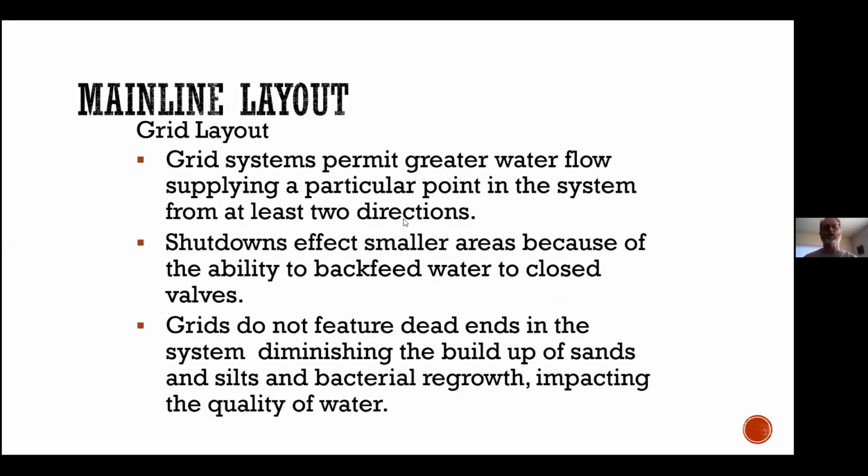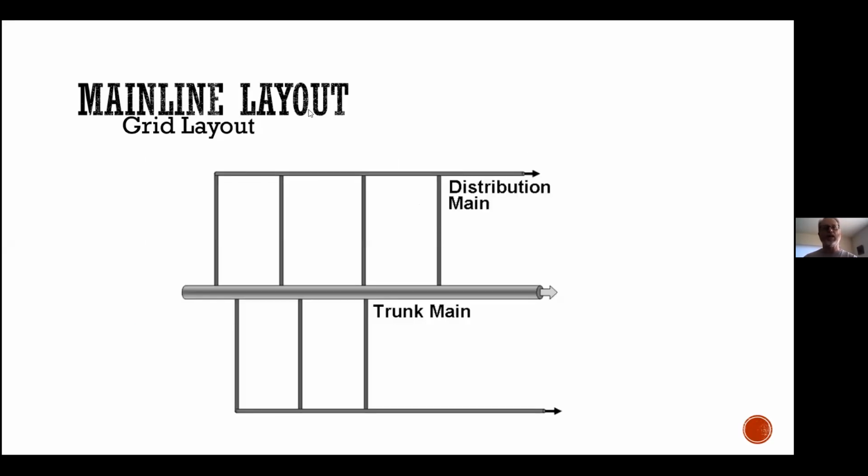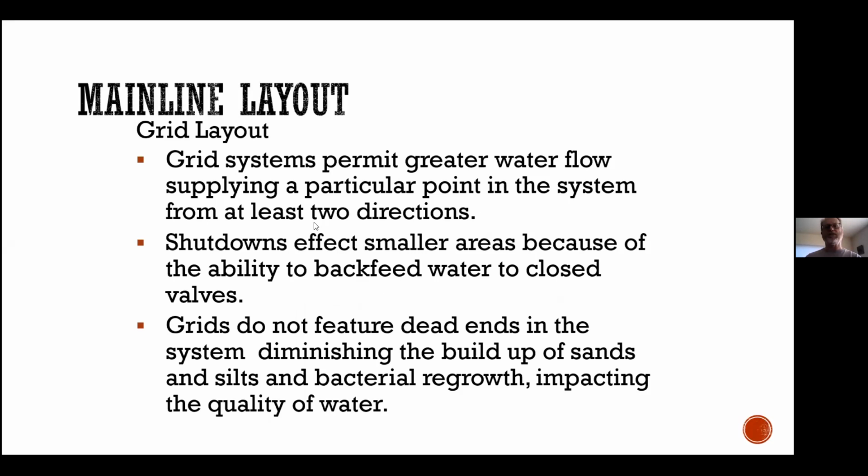So greater water flow from a particular point in the system, at least two directions. You can see you've got multiple. Now that you've got these linked systems, if you had to isolate even a portion of the trunk main, water will bypass and move through the distribution mains into downstream portions of the system. So much more preferred. Shutdowns have a smaller effect and fewer dead ends, which then can create water quality issues, right?